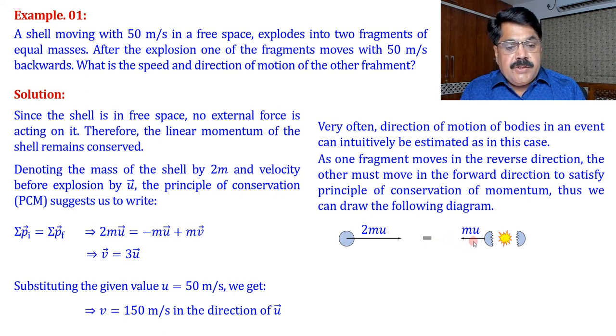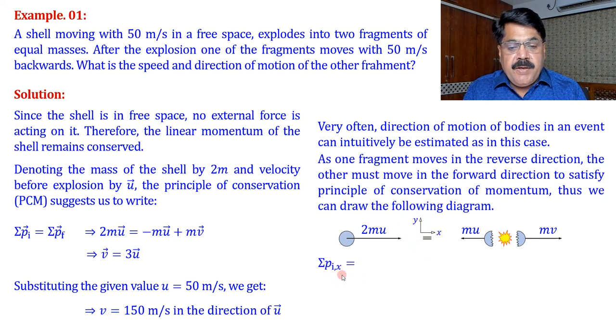Now momentum is conserved, so there must be no other momentum in the other direction, so this fragment must move in that direction just to satisfy the momentum conservation. So we assume mv in this direction. Now from this diagram we can write very easily the x and y components, but there is no need to write the y component equation. We write only the x component equation.